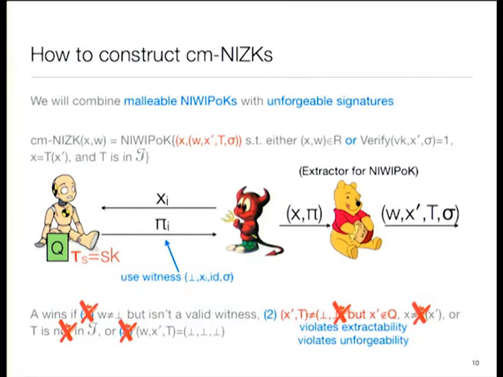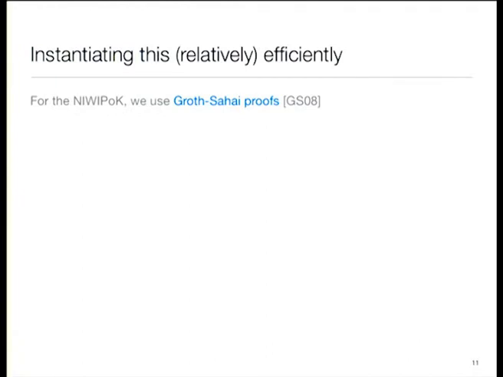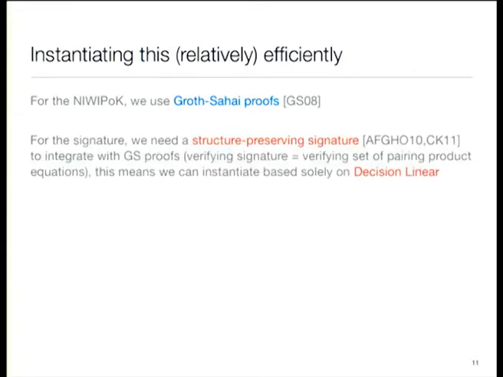All right. So that's how it satisfies CMSSC, and in the paper you can also see how it satisfies zero knowledge in this strong derivation privacy. So it really is a CM NISIC. In terms of instantiating this efficiently, for the witness indistinguishable proofs, we're going to use Groth-Sahai proofs. That means for the signature, we need to use something called a structure preserving signature so that we can integrate with Groth-Sahai proofs. In fact, if we use an instantiation of structure preserving signatures due to Chase and Kohlweiss, then we can actually instantiate our entire CMnSSIC based solely on decision linear.